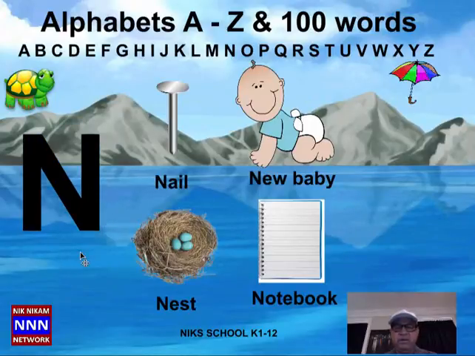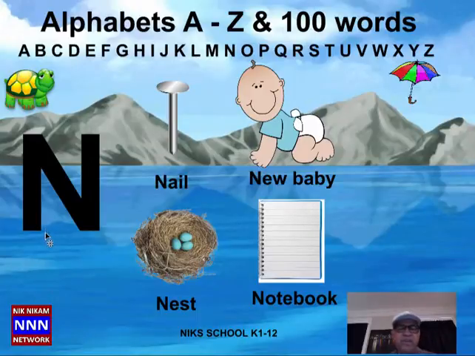All right. Okay, here's N. We talked about nail. Oh, here's a new baby. Hey, do you have a new baby or a baby boy or a sister? You do? Oh, I tell you, it's a lot of fun when you have a baby boy or a sister. Then you can play with him or her, and you can also teach that baby alphabets from A to Z and 100 words. So you better pay attention to what I am saying, because you can learn all these things and you can teach this to your baby brother or sister.